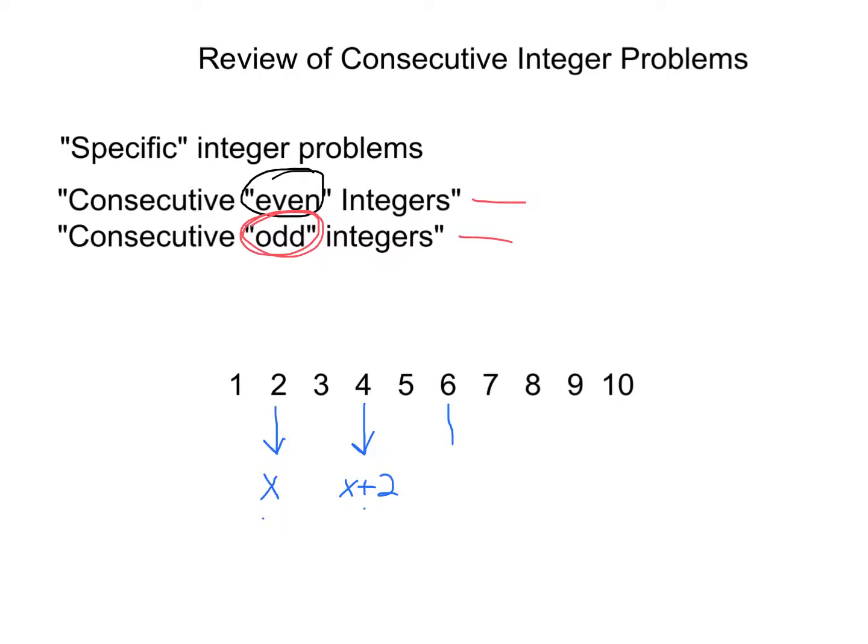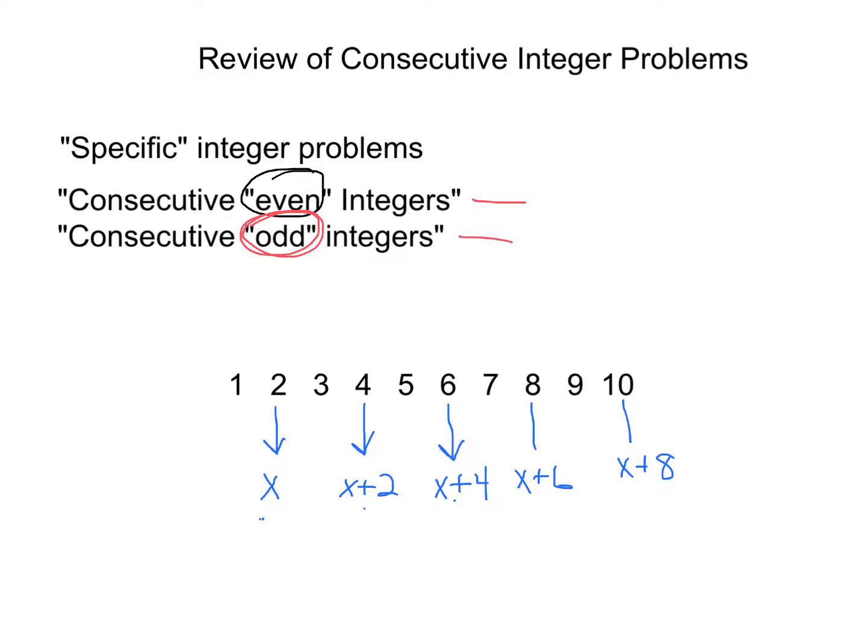Now the next one obviously would be 6. So how would I get from 2 to 6 using addition? We would say x plus 4. And the 8, x plus 6. And the next, x plus 8. And again, that's very easy to see. Most people easily see that. It's the odd answers that really confuse people.